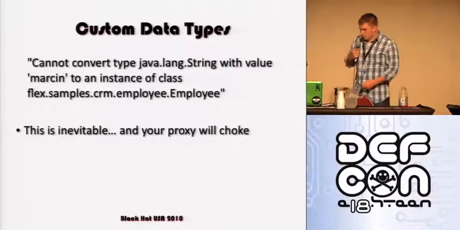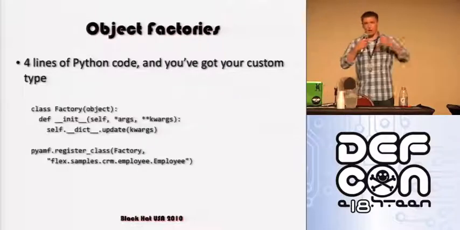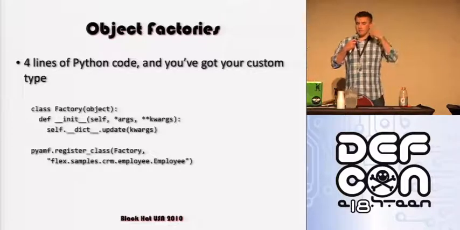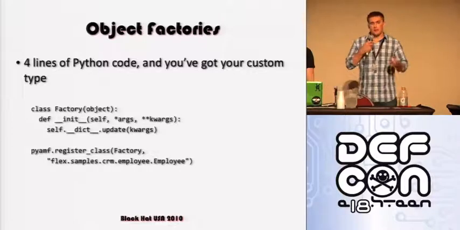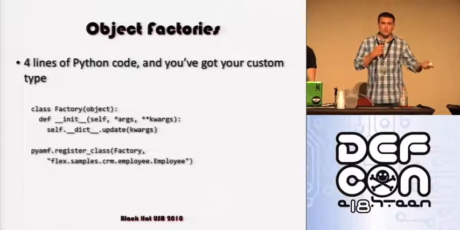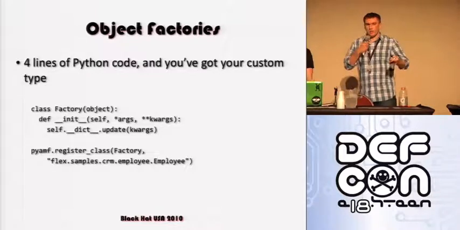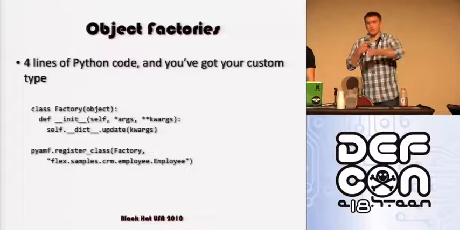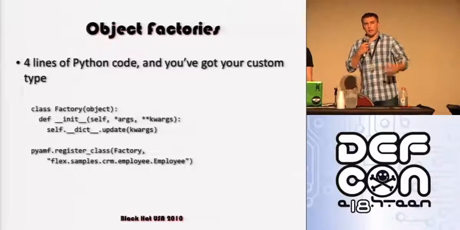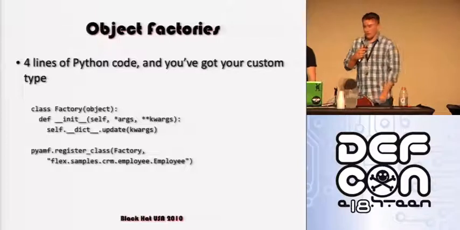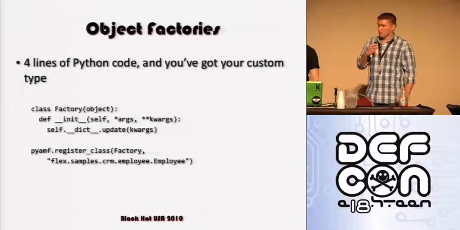So again, with just a couple lines of code, we can now create an object factory, basically a dictionary, and register that class with an alias namespace or a class alias, so that when PyAMF goes to actually encode that Python object to the AMF stream, it encodes it as, say, that employee object. And then when the server gets it, it deserializes it back to whatever object you're playing with. So it's pretty neat.